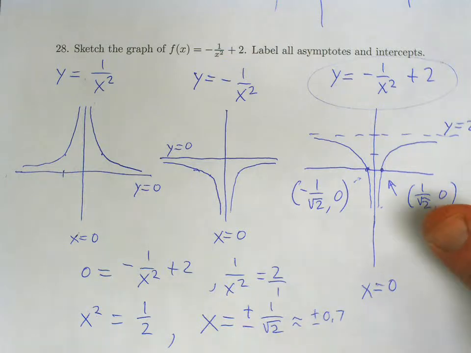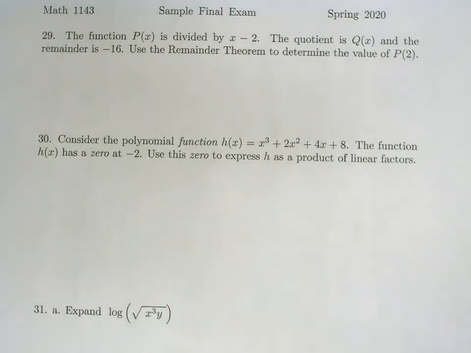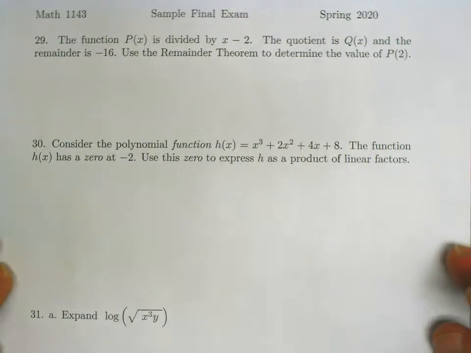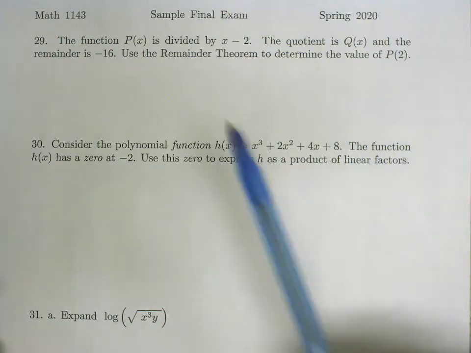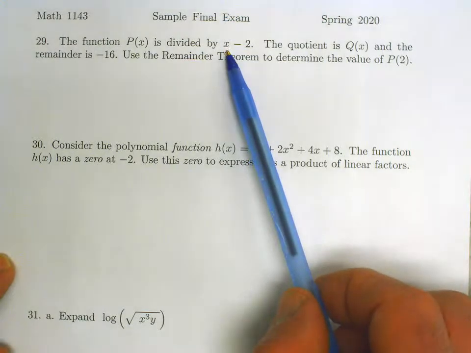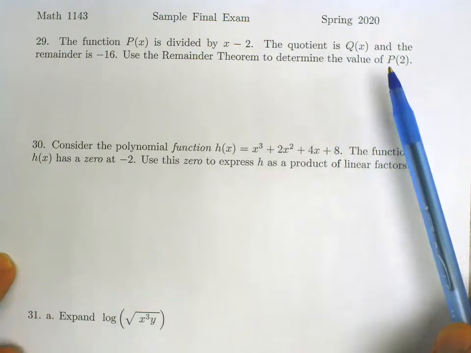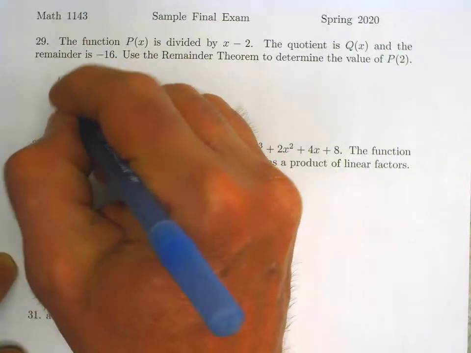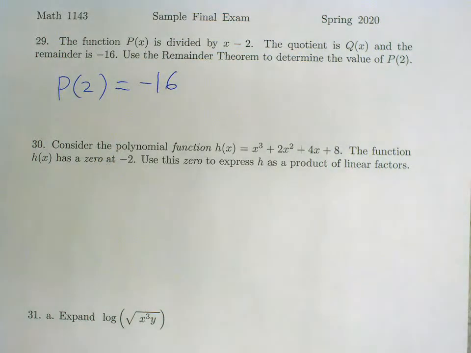Okay, the next page, problem 29 on the sample final exam. The function capital P of x is divided by x minus 2. The quotient is q of x, and the remainder is negative 16. Use the remainder theorem to determine the value of P of 2. The remainder theorem says if you divide a polynomial function by x minus 2, the remainder is P of 2. And we're told that the remainder is negative 16. So all we have to do is write P of 2 equals negative 16.